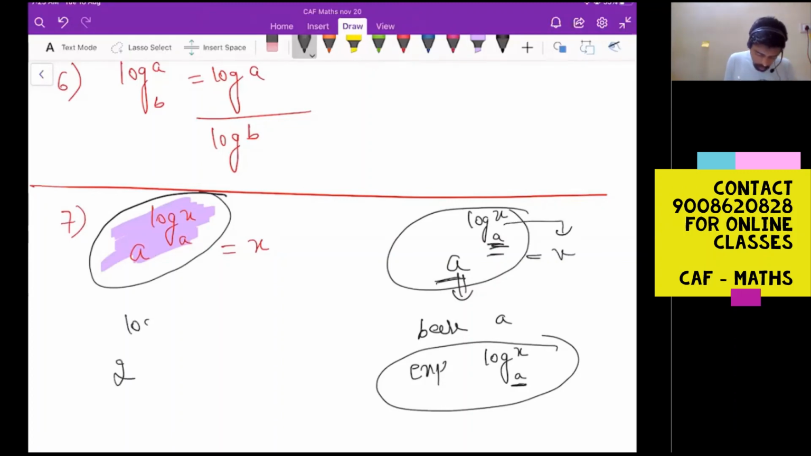2 to the power log of 32 to the base 2. Now here both the bases are the same, correct? So the value of this will be 32, because both the bases are the same. So this is the seventh property.